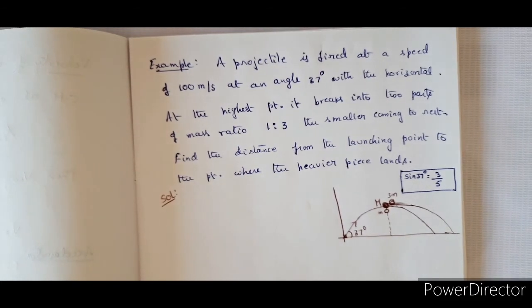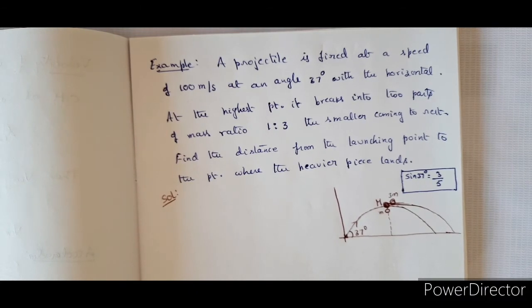Now let us try to understand center of mass with the help of one numerical. One problem we will see, and then we will conclude today's topic. Right, so now a projectile is fired at a speed of 100 meters per second at an angle of 37 degrees with the horizontal.